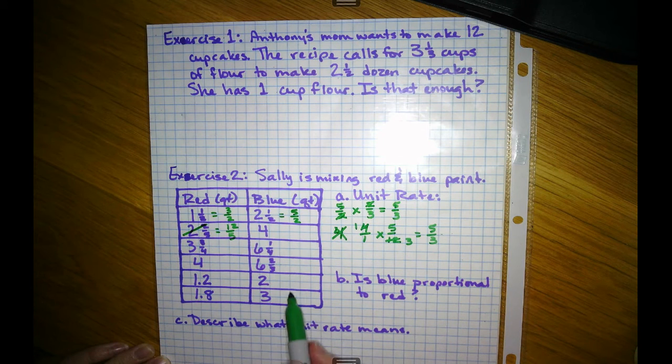Now, I can go through and check every one of these, and I did do that myself, but I'm not going to walk through every one of them for the video. I do want to look at these bottom two, though, because they are written in decimal form.